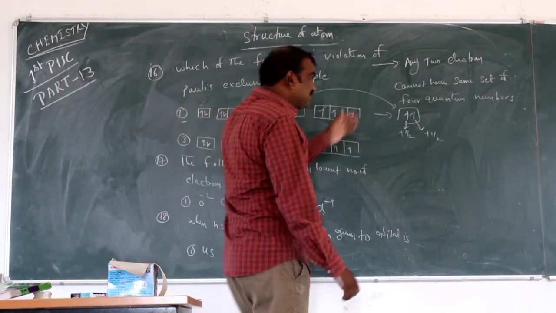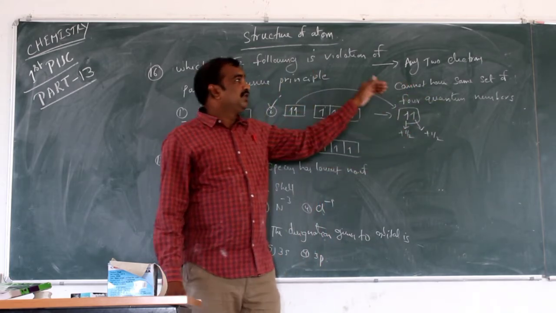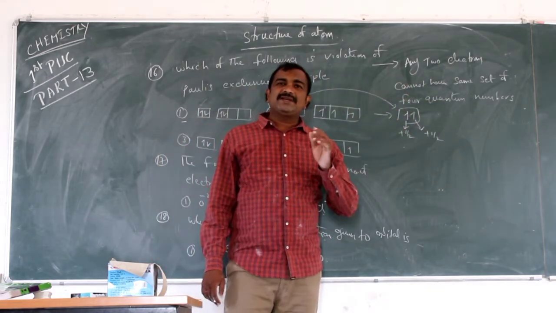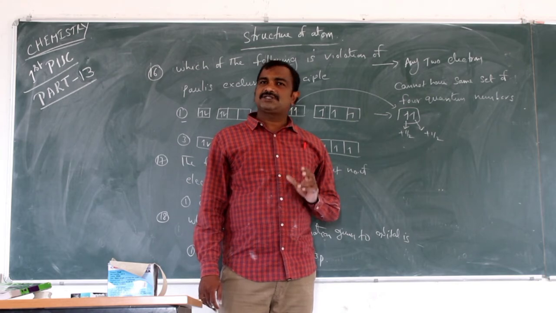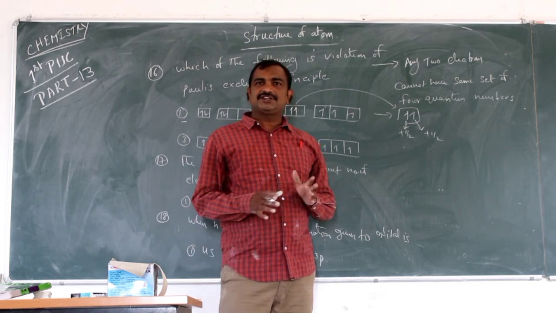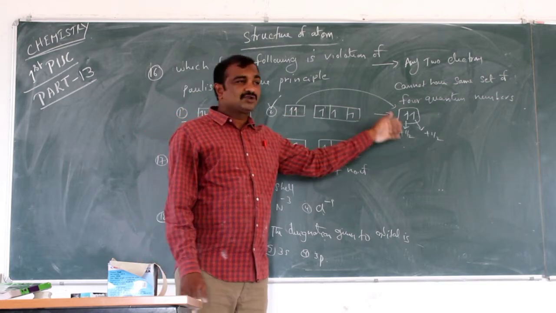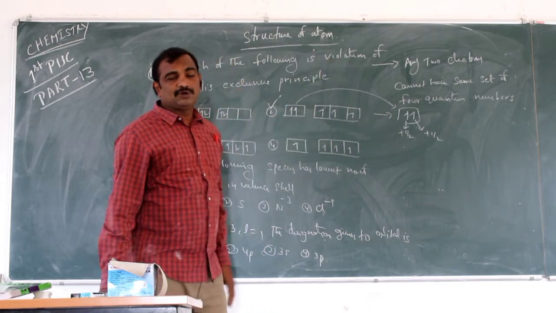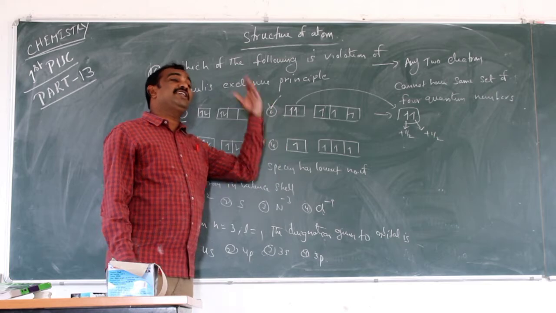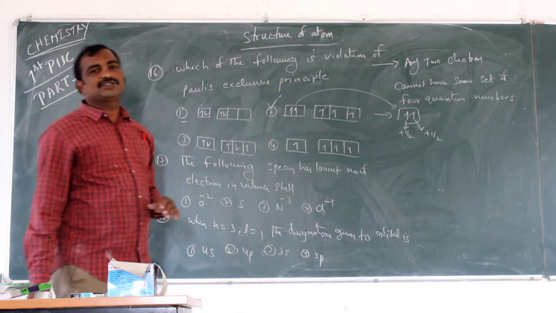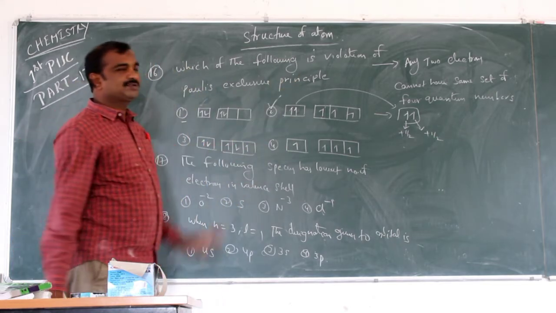Pauli's exclusive principle. What is Pauli's exclusive principle? Any two electrons cannot have the same set of 4 quantum numbers. But here the same set occurs. So that means it is not following Pauli's exclusive principle. That means it is violated. So the second option is correct.